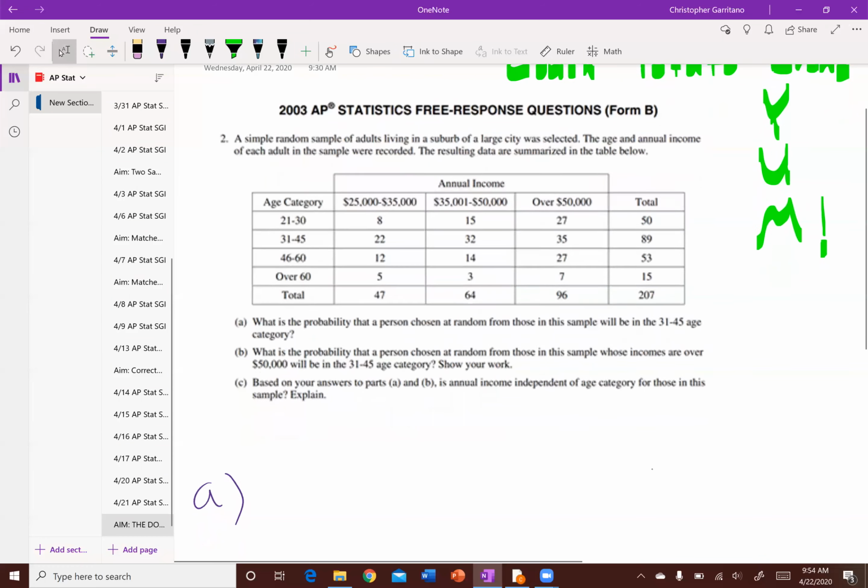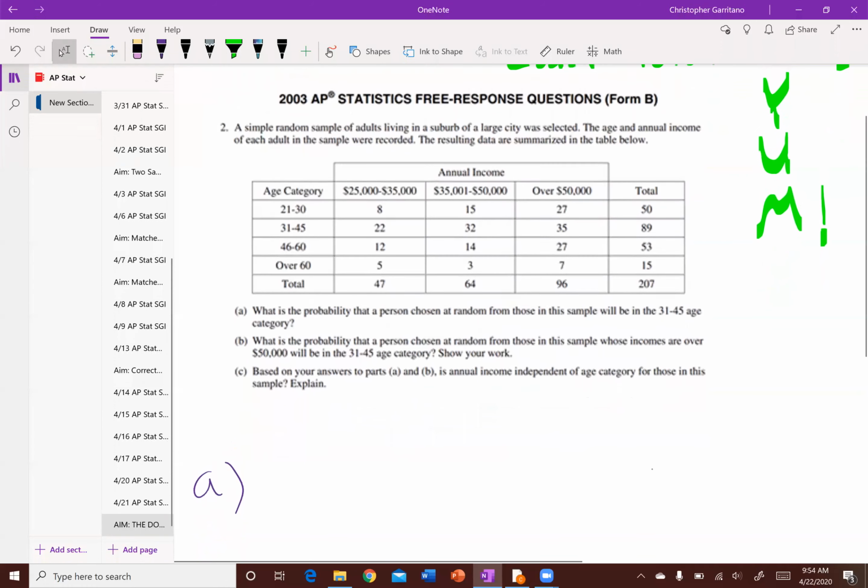All right, ladies and gentlemen, let's get into this problem. So this is the first problem from the document. As you can see, it's 2003 AP Stat Form B, problem number 2. And it's a probability problem. And it deals with a sample of data. As they tell you, simple random sample. And they just ask a series of questions based on this information.